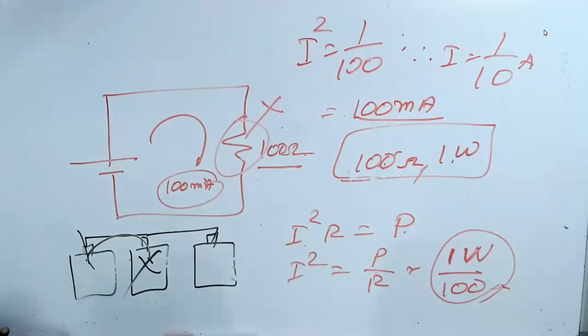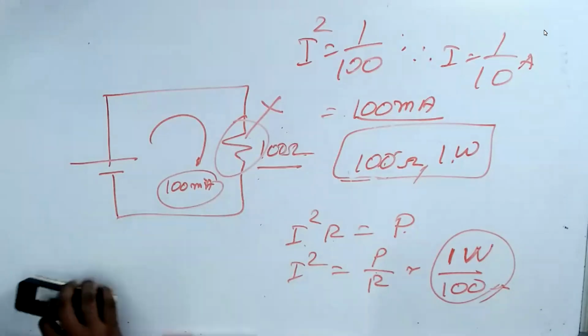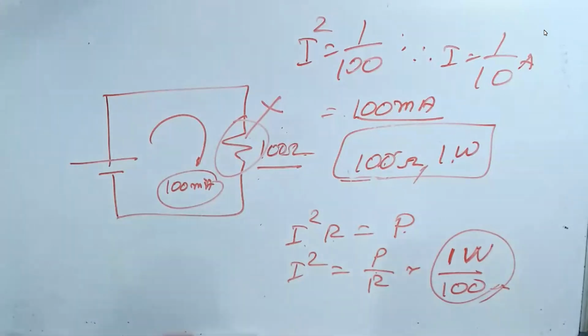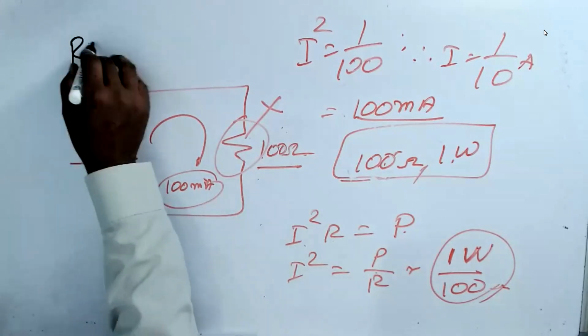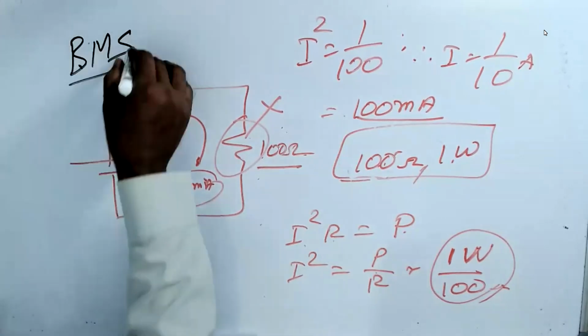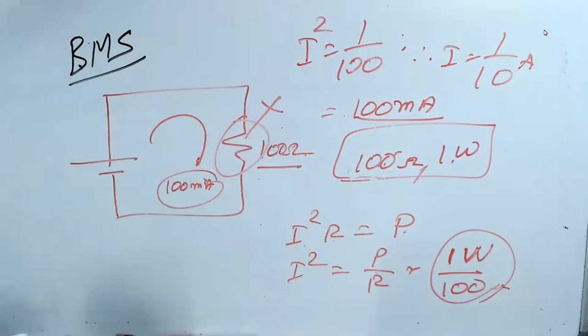You cannot make all the cells identical. So some cells may be charging faster, some may be charging slower. You have to take care of everything. That is the embedded system engineer's job today on EV vehicles. That is actually a big field. Go search for it: BMS, Battery Management System.